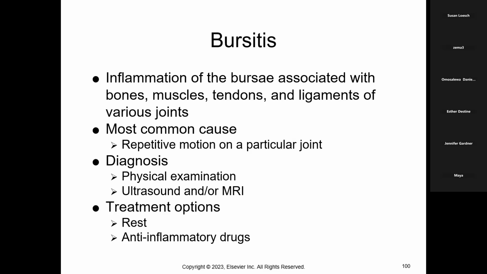You also have it like on your elbow. So somebody that plays a lot of tennis or may have injured their elbow in some way may feel some swelling and some pain there because that bursae become inflamed.